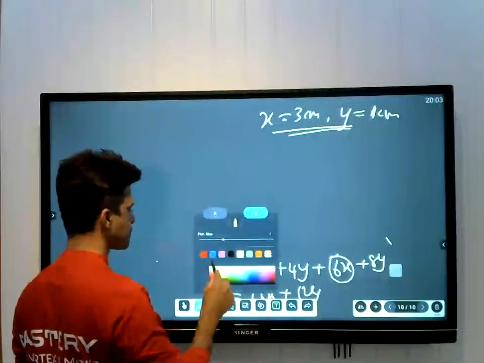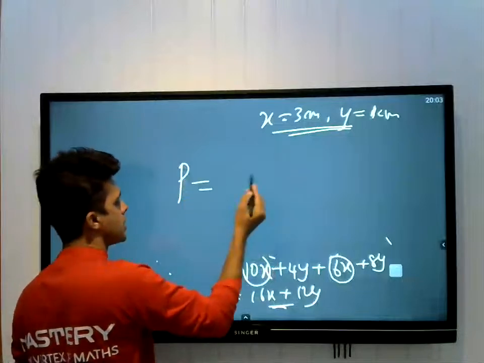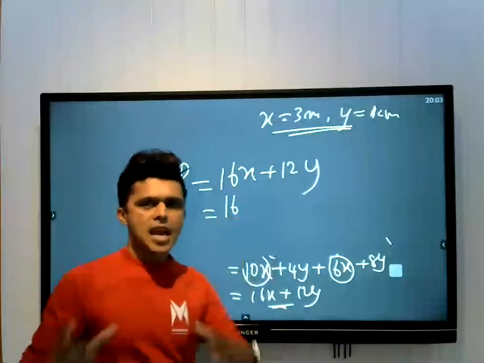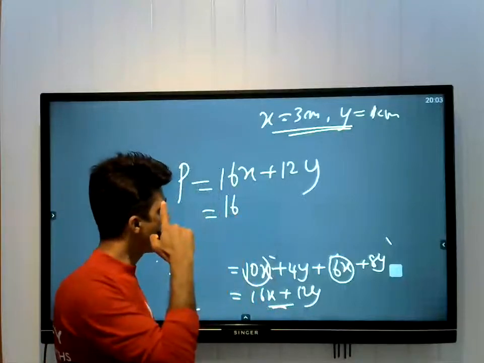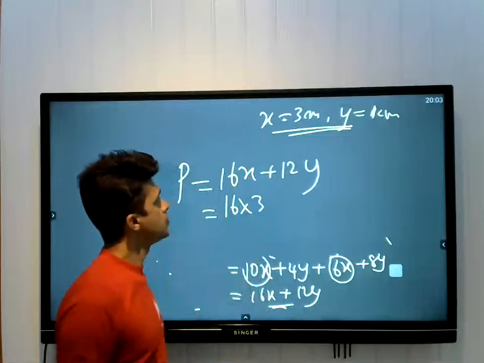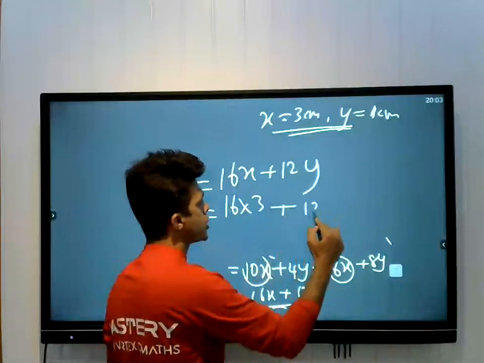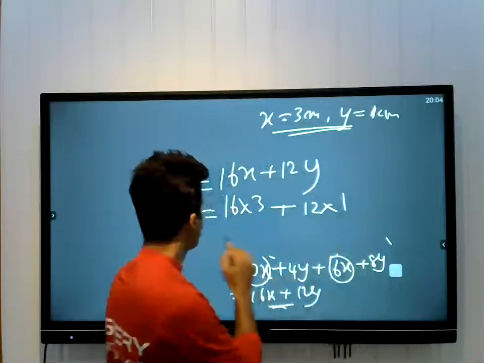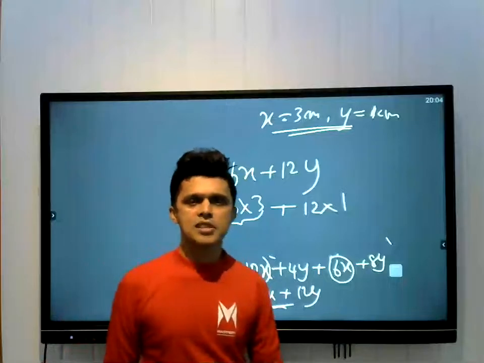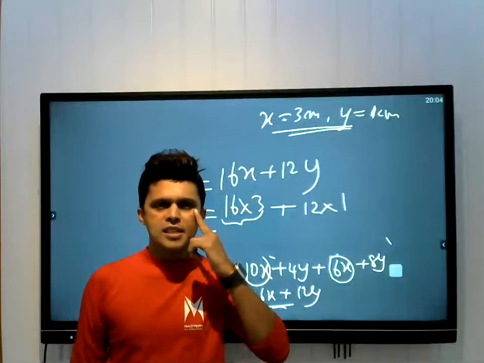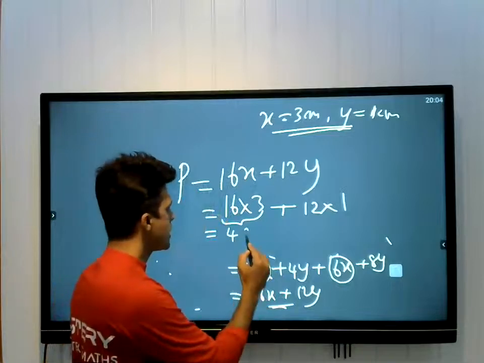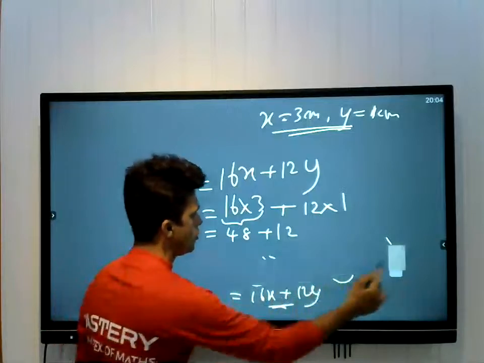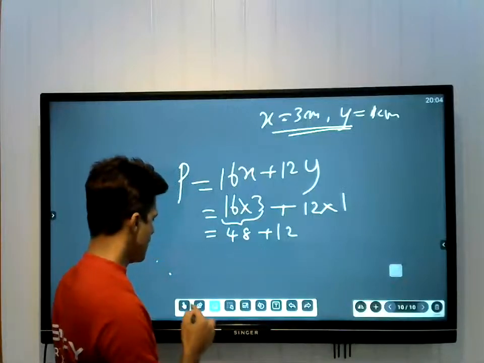P equals perimeter equals 16x plus 12y. Between 16 and x you need to know there is multiplication. x equals 3. Then between 12 and y, multiplication here. 12 times 1. So 16 times 3 is 48. 48 plus 12 is 60. The answer is 60.